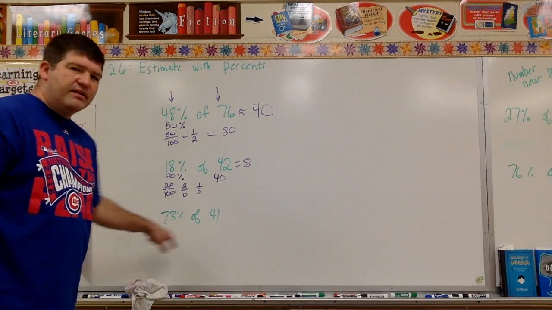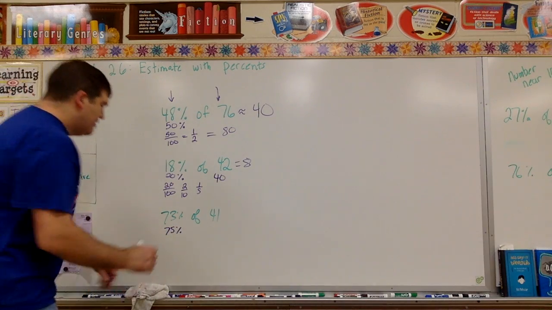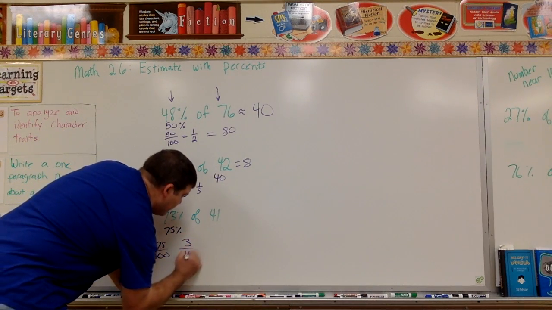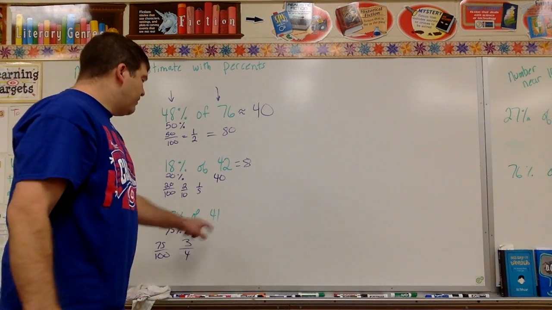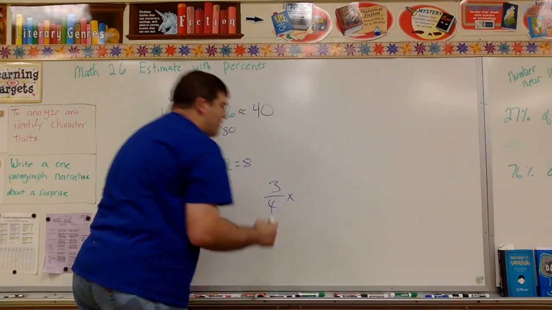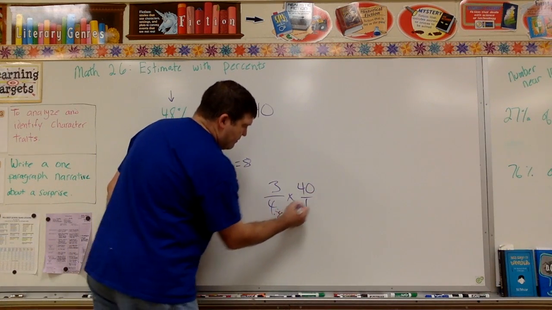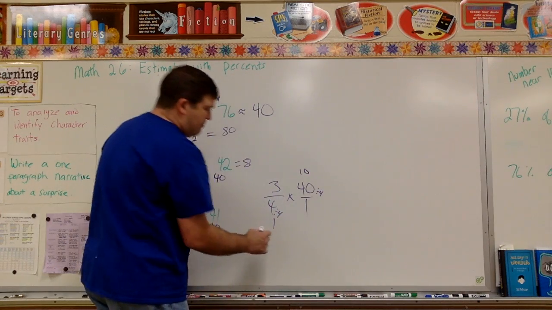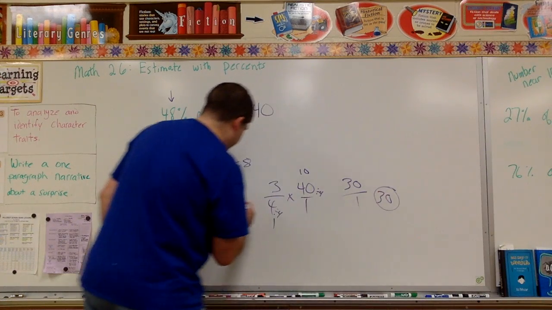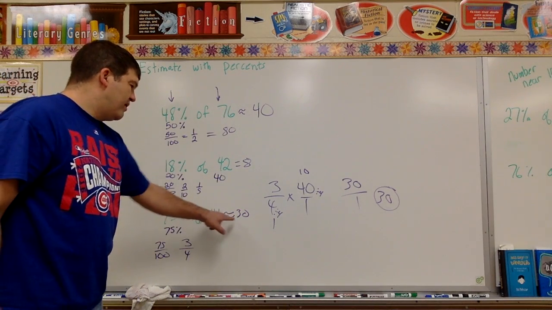Let's look at this one right here. So I have 73%. I'm going to make that 75%. Okay, 75%. I know that's 75 over 100. I simplify that to be 3/4. 3/4. Okay, and this 41, I'm going to make this 40. So 3/4 times or of 40. I just go like that. I can divide this by 4, divide this by 4. That gets me 10. That gets me 1. 3 times 10 is 30. 1 times 1 is 1. So it's about 30. Okay? 73% of 41 is about 30.